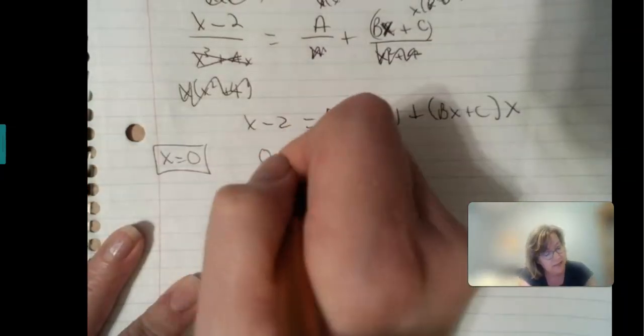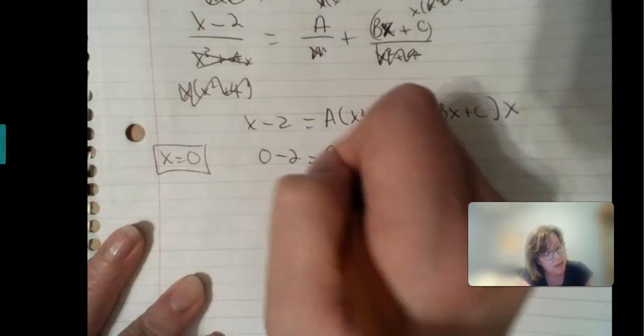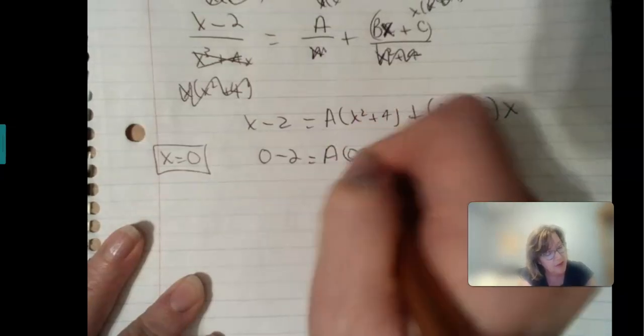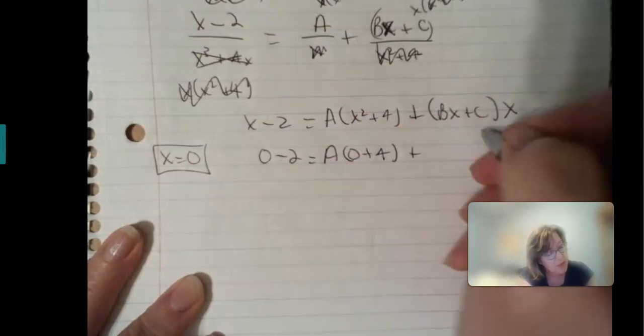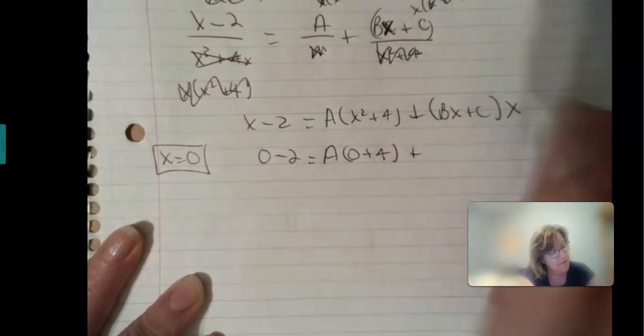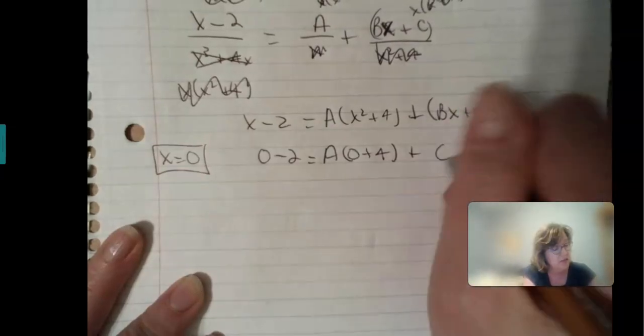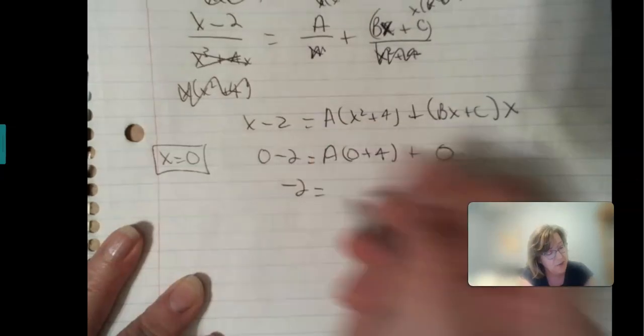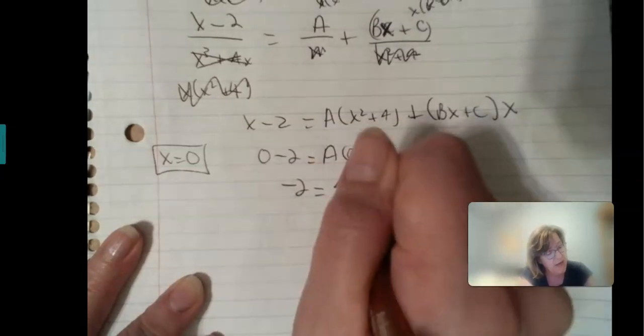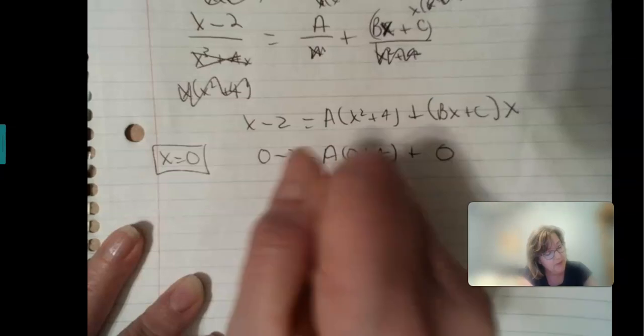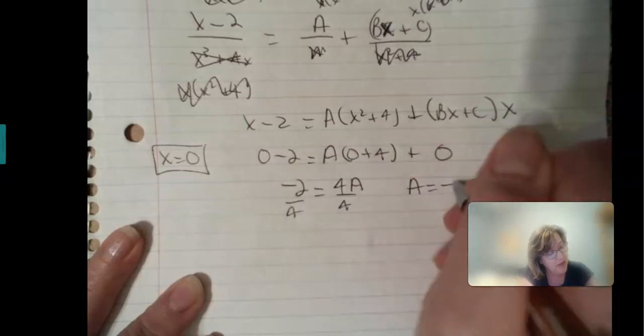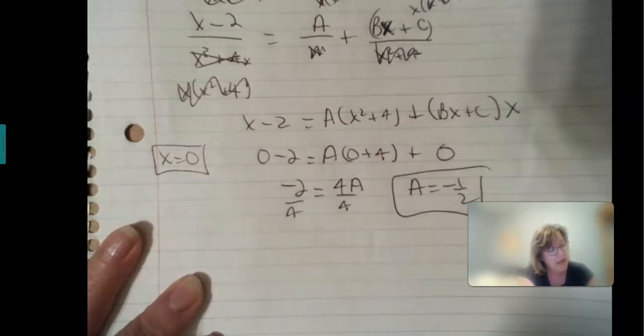Let's see, I get 0 minus 2. A times 0 squared is going to just be 0, and then all of this is 0, because 0 times all that is going to be 0. So I get negative 2 equals 4a. Then divide by 4, I get a negative half. So a is negative 1/2, okay?